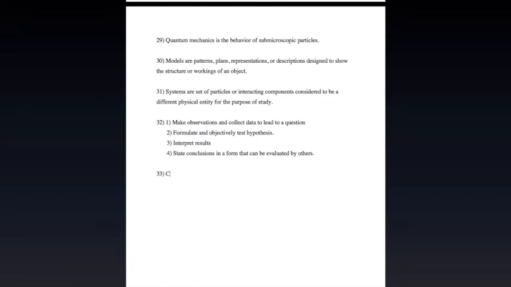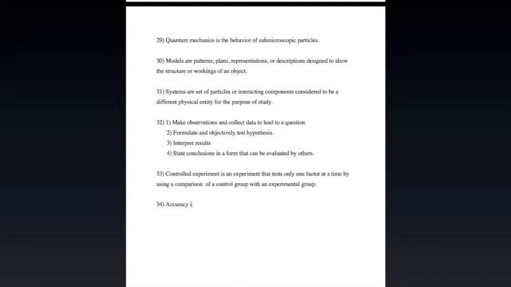What is a controlled experiment? A controlled experiment is an experiment that tests only one factor at a time by using a comparison of a control group and an experimental group. There you go. Next we have, what is accuracy?